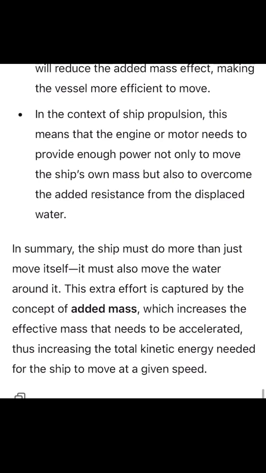In summary, the ship must do more than just move itself, it must also move the water around it. This extra effort is captured by the concept of added mass, which increases the effective mass that needs to be accelerated, thus increasing the total kinetic energy needed for the ship to move at a given speed.